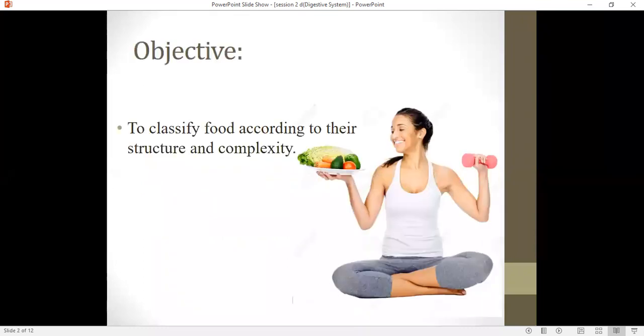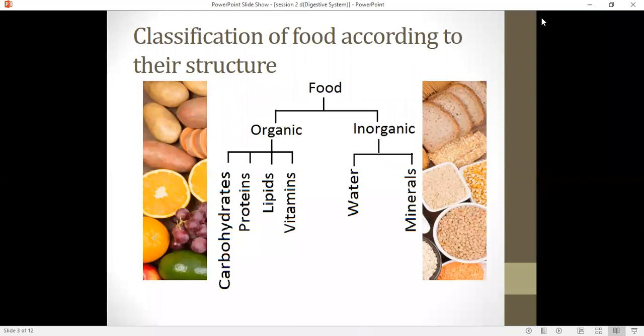In this video, I'm going to continue introducing the digestive system by classifying food according to their structure and complexity. Foods are classified into two types, organic and inorganic, based on their structure. Organic foods are those that need digestion, while inorganic foods are those that do not need digestion.